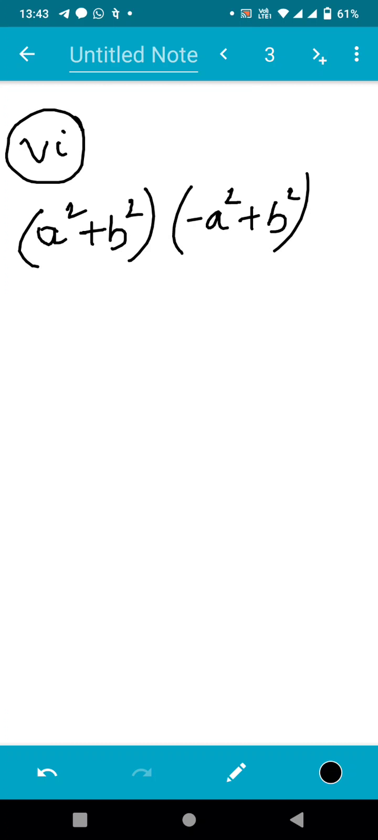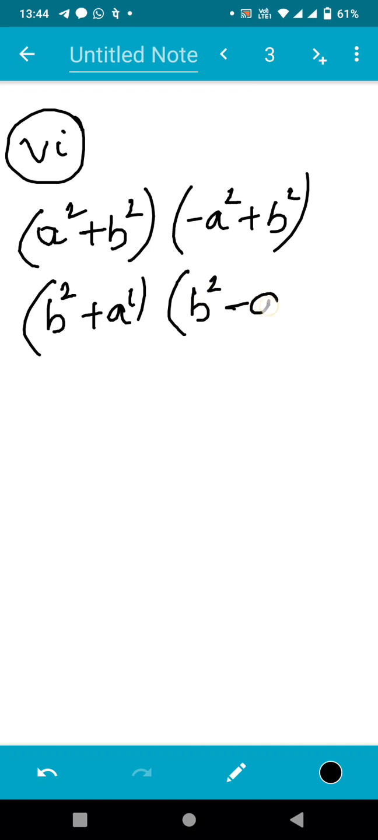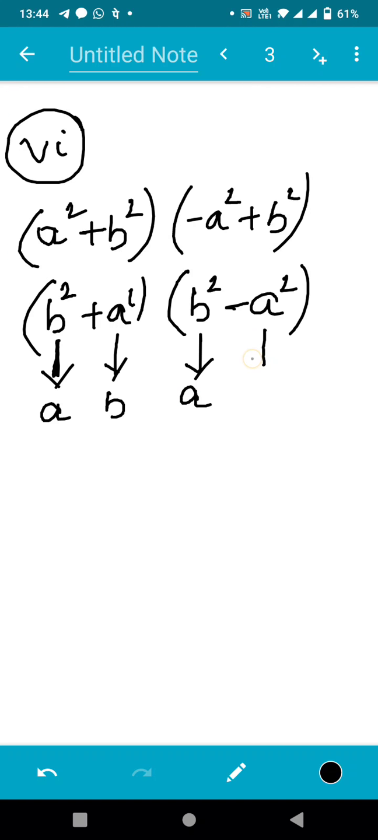So what we have to do is change the pattern of the question. We first write b square plus a square in the first bracket; we have just changed the arrangement. We'll do the same with the second bracket also. We'll keep b square in front and take minus a square after that. Now we'll consider b square as a and a square as b, so it will be a plus b. Same thing in the second bracket: we'll consider b square as a and a square as b.